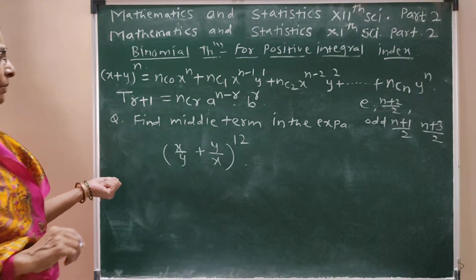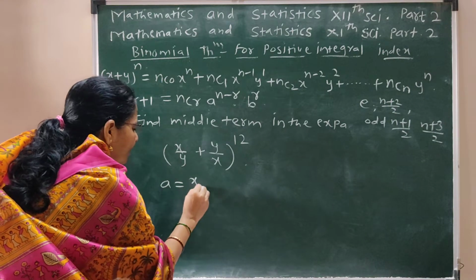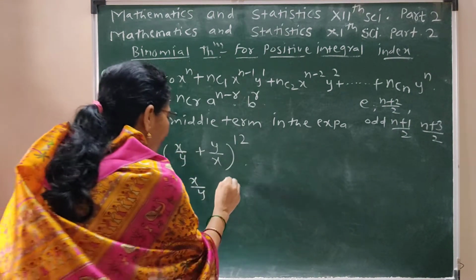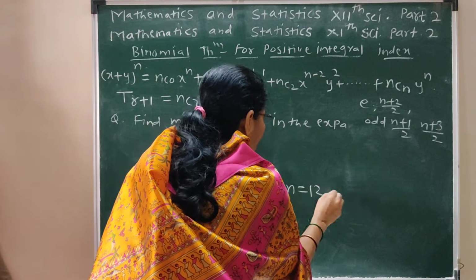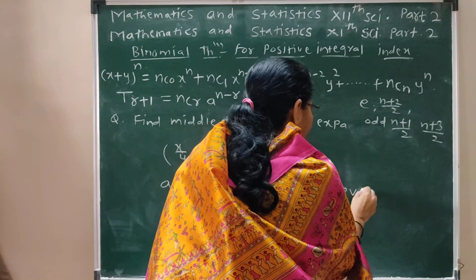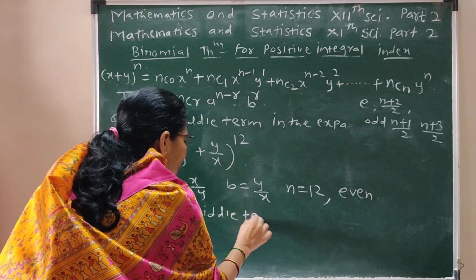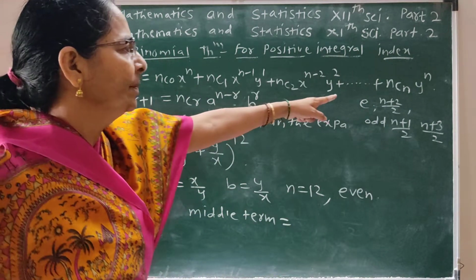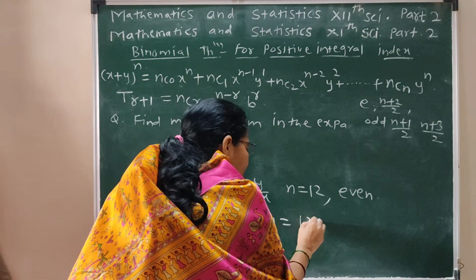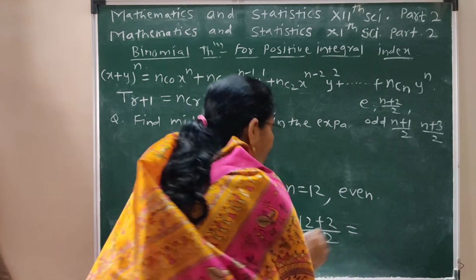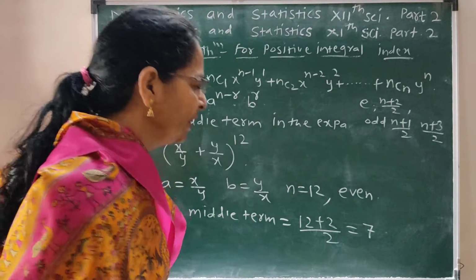This is the question. We have to compare this again. A is x upon y, B is y upon x, n is 12. n is even, so the middle term is n plus 2 by 2, that is 12 plus 2 by 2, this is 14 by 2, that is 7. The 7th term is the middle term.